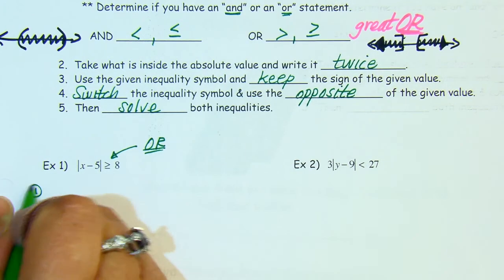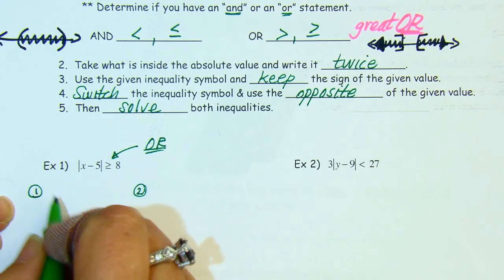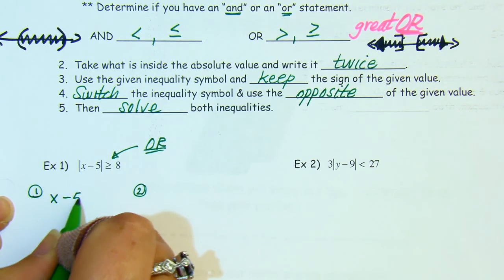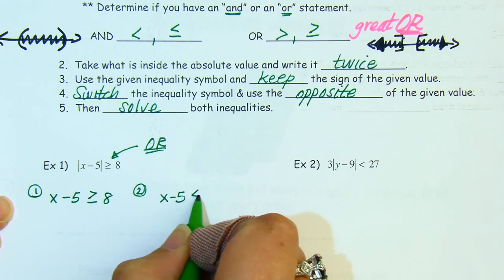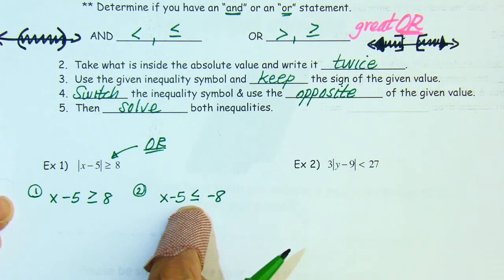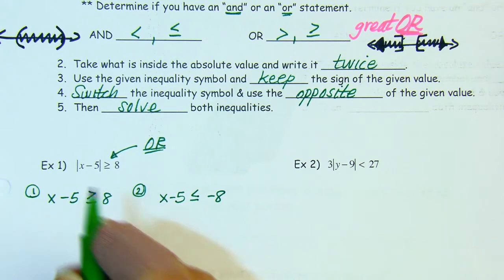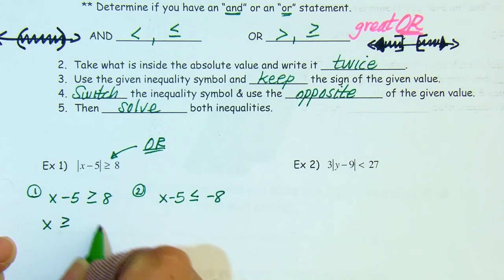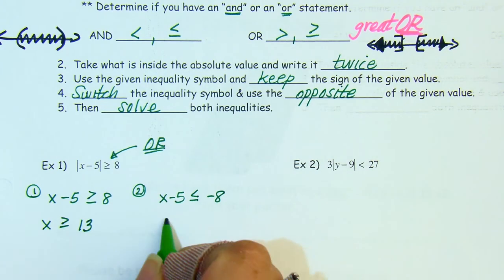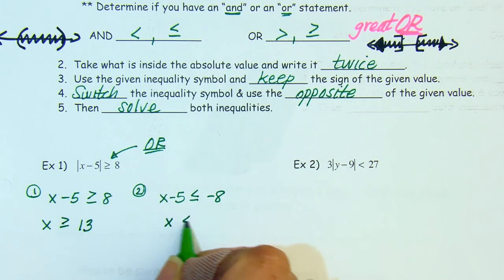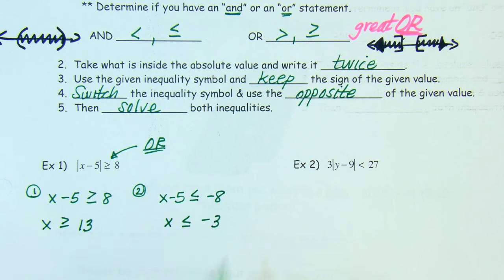This one is already isolated. So here's my two cases. I take what's inside the bars, I keep the symbol, I keep the sign. I take what's inside the bars, I flip the symbol, and I switch the sign. So you're going to flip and switch. Now I'm going to solve. X is greater than or equal to 13, and I'm going to add 5 to both sides on this one. X is less than or equal to negative 3.